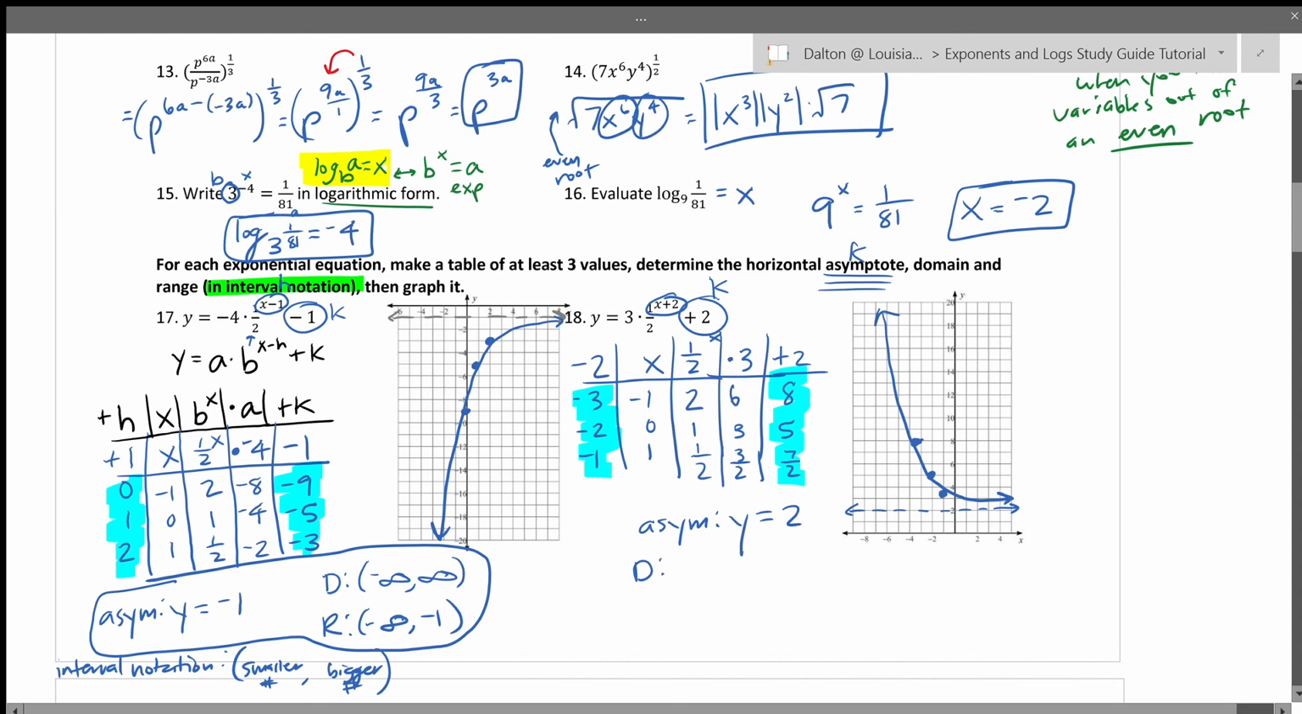Our domain will always be all real numbers, which will span in interval notation from -infinity to +infinity. And then for your range, again, that's my y values. The smallest y value that we're going to go is at 2. And then my range goes all the way up until +infinity.